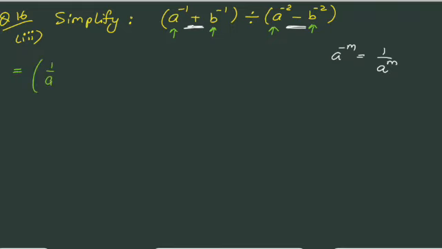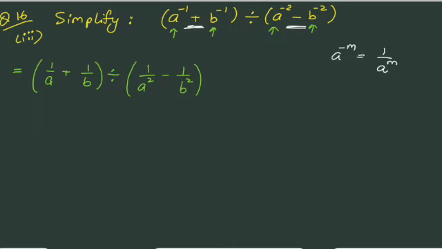So 1 upon a plus 1 upon b divided by, you can write upon, divide by means you can write upon also, but upon 1 upon a square minus 1 upon b square. Now you follow the rule of BODMAS. First you simplify the brackets. Inside the brackets you have fractions. So fractions can be added and subtracted by taking LCM.